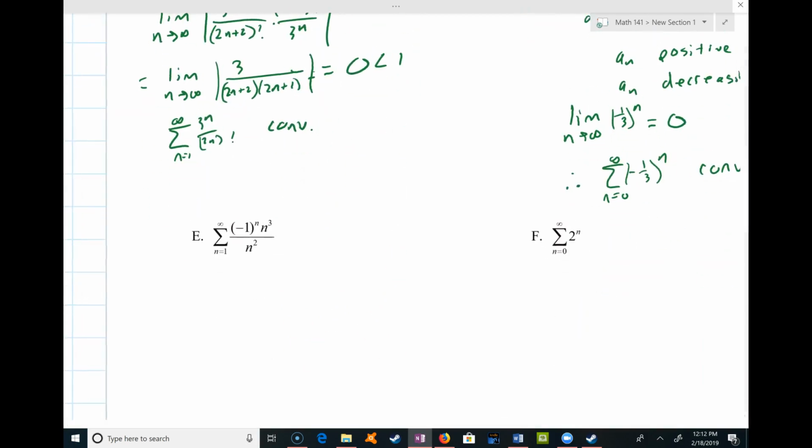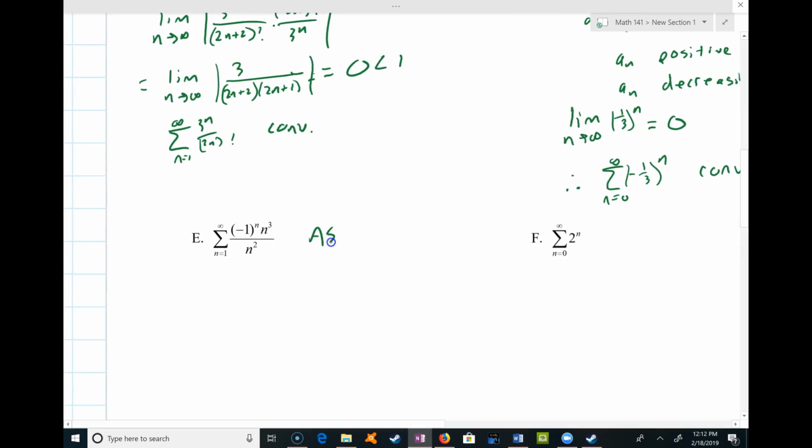All right, here's another one that looks like alternating series test. We can choose a sub n to be n cubed over n squared. Oh, no, don't want to do that because that won't pass the test. It's not decreasing, and it definitely doesn't go to 0. So we don't want to do that.